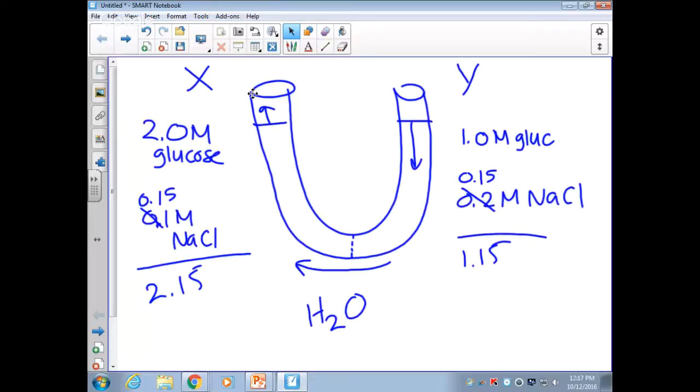Please ask if you are confused. All right. The concentrations of the glucose solutions on side X and Y will remain unchanged.